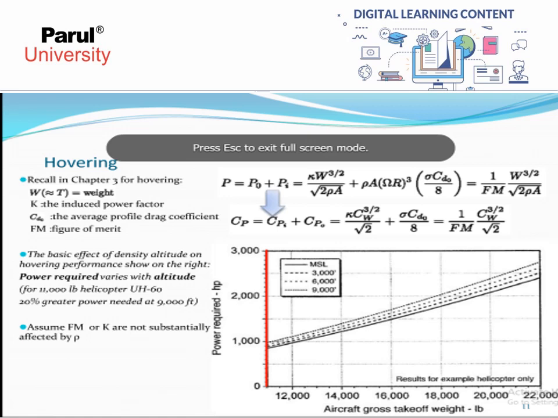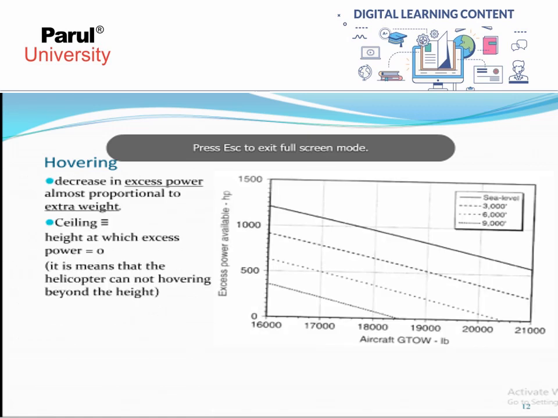This is the result for example helicopters only, right? Now the continuous line is the condition for mean sea level, and the dotted lines are 3,000 feet, 6,000 feet and 9,000 feet. These are all the power required curves for helicopters. Understood? Now we can go for the next. In hovering, the decrease in excess power is almost proportional to the extra weight, where excess power is nothing but power available minus power required.